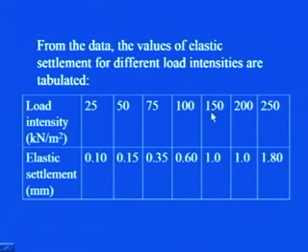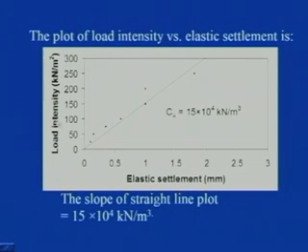You can see here that for 150 and 200 it is 1 mm, and for 250 kilonewton per meter square it is 1.8 mm. Now, we know the load intensity and the corresponding elastic settlement. Let us see how we can plot it and get the values of the elastic coefficients. So, the plot of load intensity versus elastic settlement: on the y axis we are plotting load intensity in kilonewton per meter square, and on the x axis the elastic settlement in millimeter has been plotted.